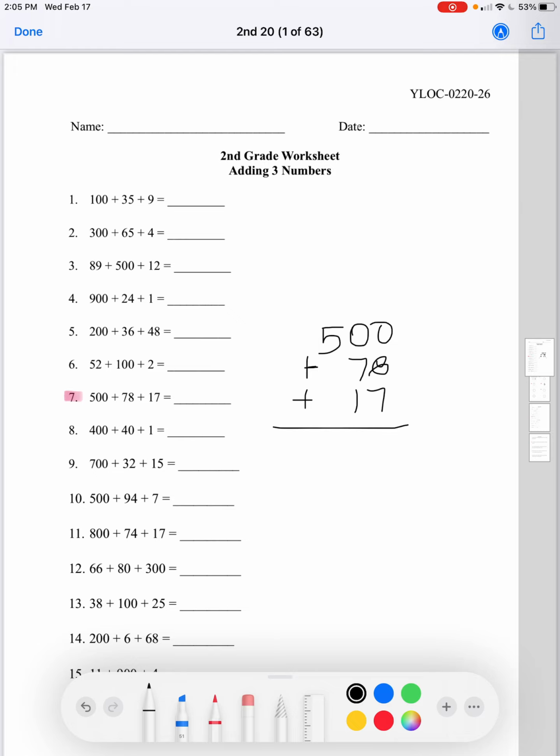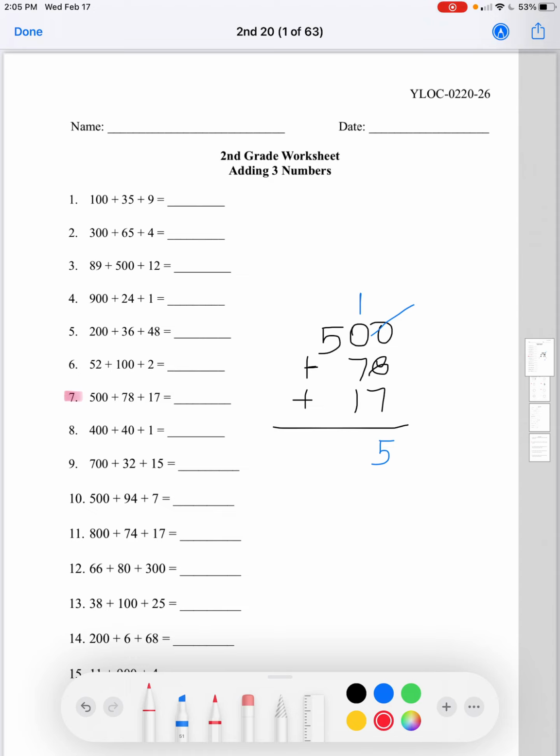So first we'll start with our ones place right here. 0 plus 8 plus 7. Now since it's a 0, it's going to be the exact same number, so we can eliminate that. Now we'll look at the 8 plus 7. If you add 8 and 7 together, you'll get 15. So put a 5 here and we'll regroup.